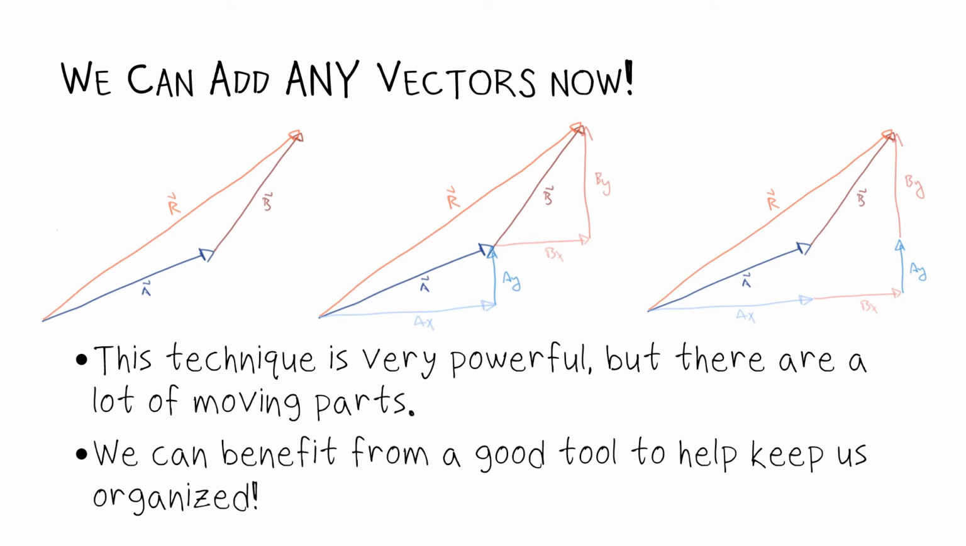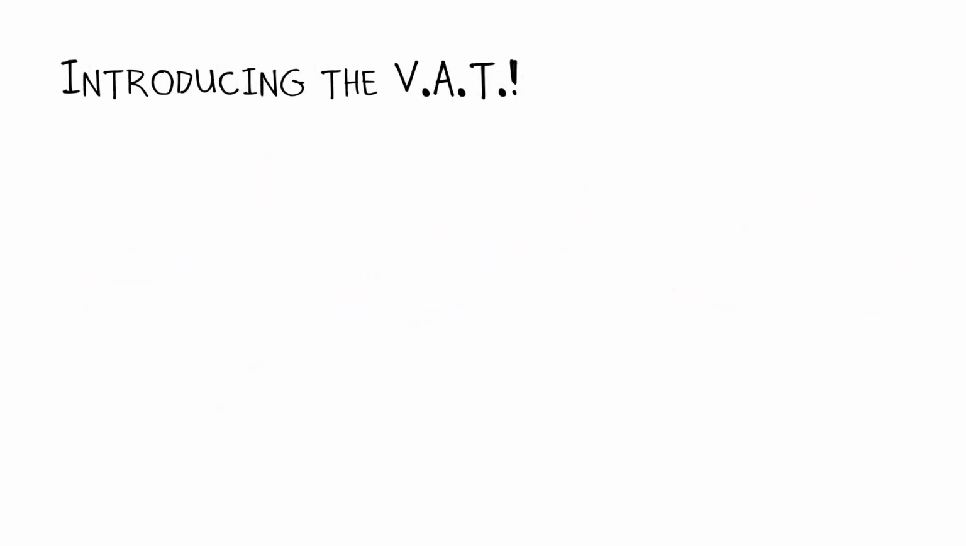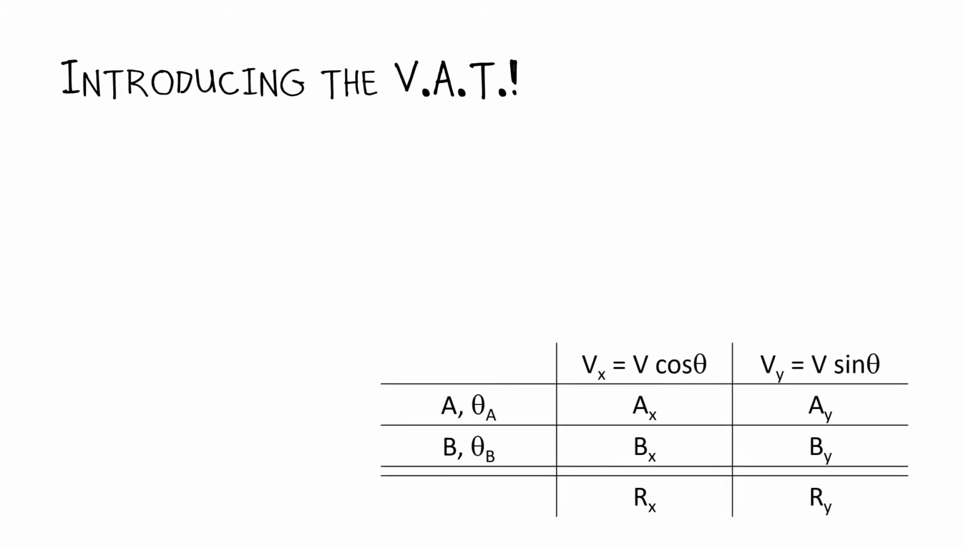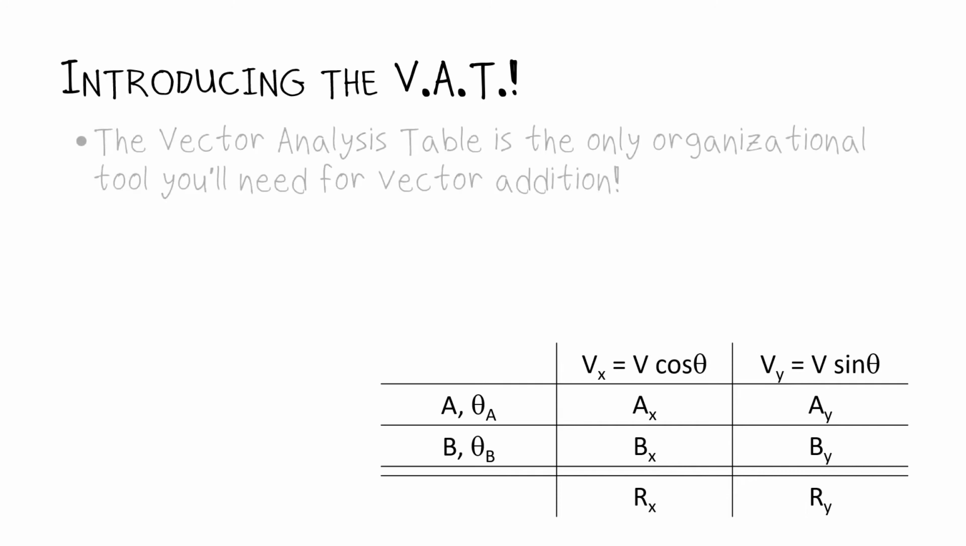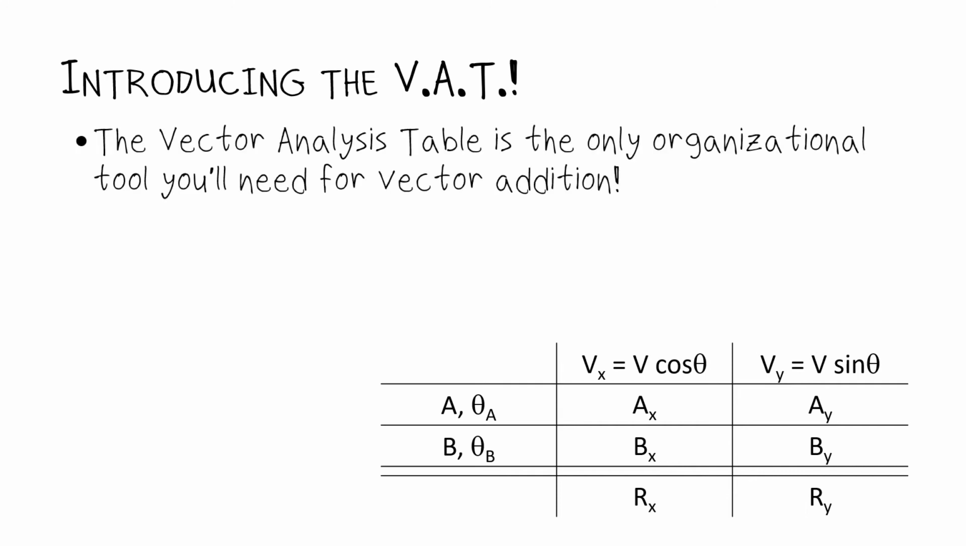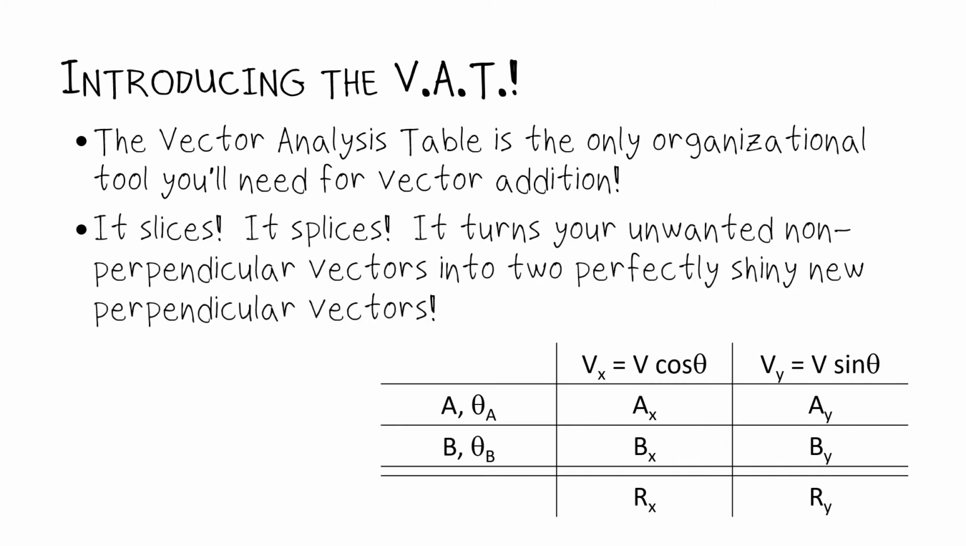Now, this technique is awesome, but there are a lot of things to keep organized, and the tool that I'm about to introduce is going to help you make that happen. So I proudly introduce the V.A.T., also known as the Vector Analysis Table. It's an organizational tool that helps us keep the X and Y components where they're supposed to be and lines up a solution that works every time. There are lots of different ways that vectors show up in physics. Regardless of how they do, this tool is going to help you out, and it turns your undesired non-perpendicular vectors into 2 perfect new vectors, one in the X, one in the Y, and then we can wrap up the analysis with those.